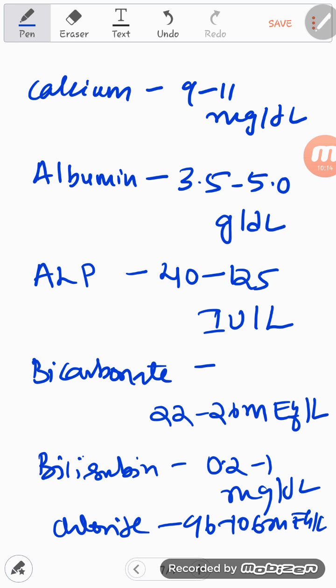I'm repeating again. Calcium 9 to 11 milligrams per deciliter. Albumin 3.5 to 5 grams per deciliter. Alkaline phosphatase 40 to 125 units per liter. Bicarbonates 20 to 26 milliequivalents per liter. Bilirubin 0.2 to 1 milligram per deciliter. Chloride is 96 to 106 milliequivalents per liter.